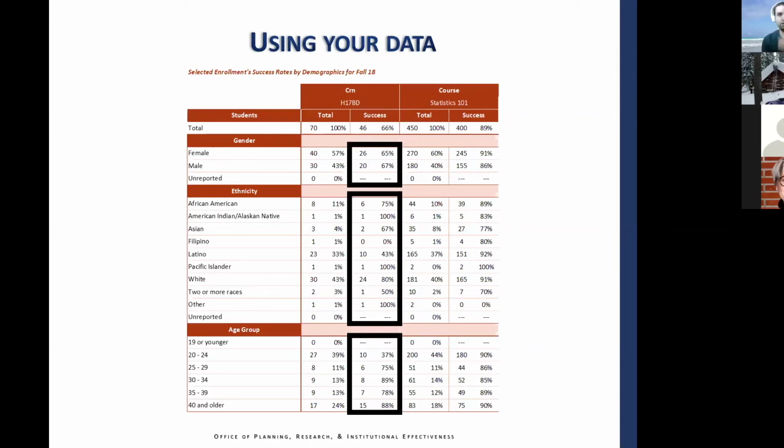Table is what you both mentioned. On one side, I see that, for example, Asian students and Filipino students, yeah, the percentages are very low, but we are talking about only 3 and 1 student. So it is very hard for me to really tell if something is going on.